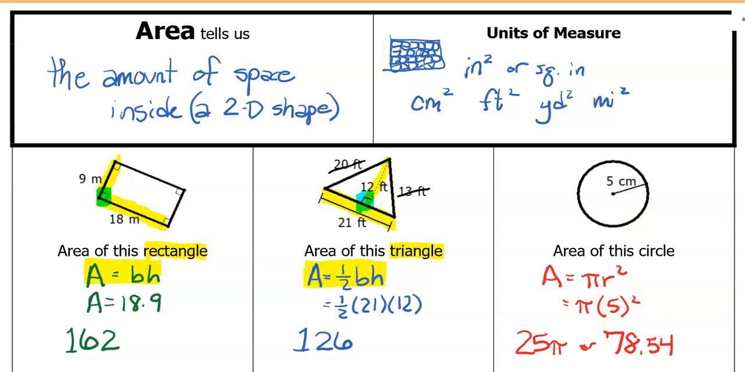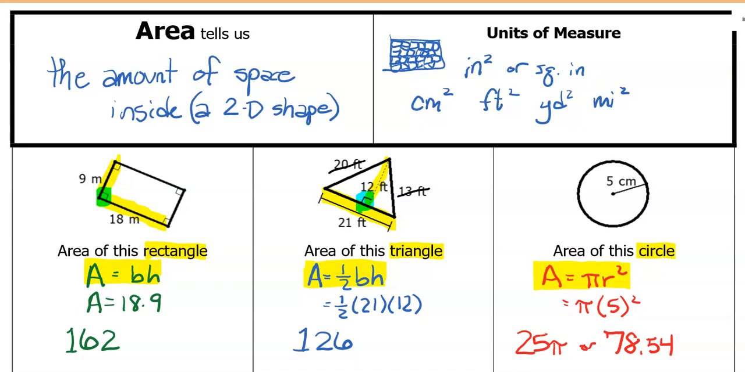And then for a circle, the formula is completely different. Pi r squared, there's that square thing again. And that time I just plugged in the 5 for the radius. So let's go back and do some units. Since we're measuring area, these will all be in square units.